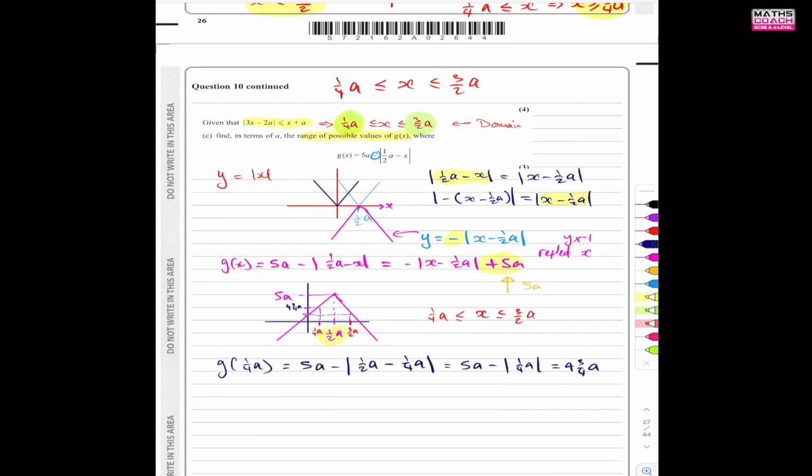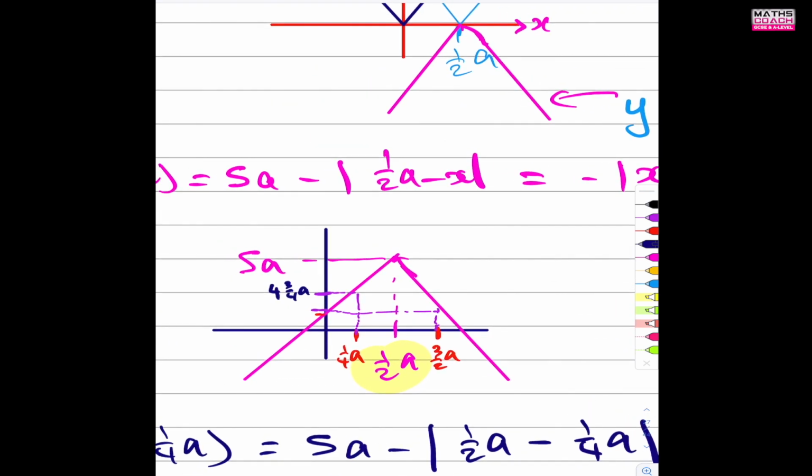And if we substitute 3/2 a into g of x, so that's 5a minus a and a half minus 3/2 a, which is equal to minus a. So that's the same as 5a take away a. So that gives us 4a. So this is equal to 4a.